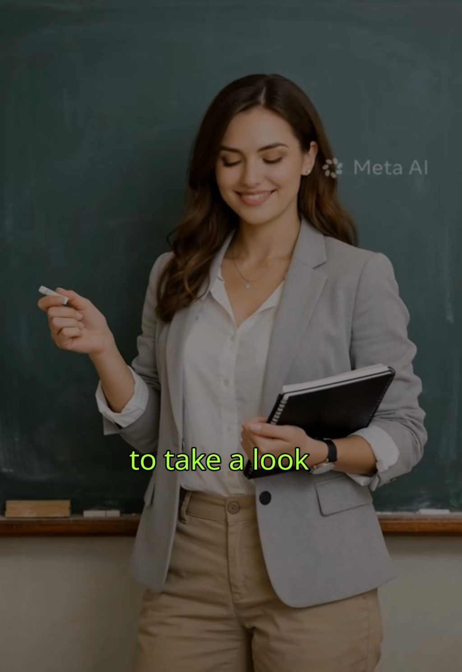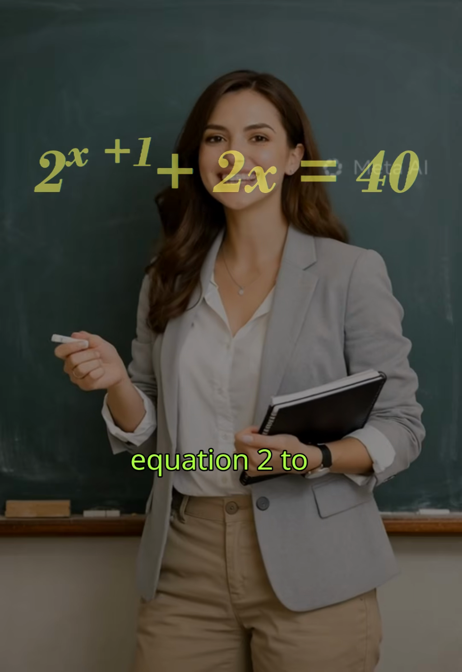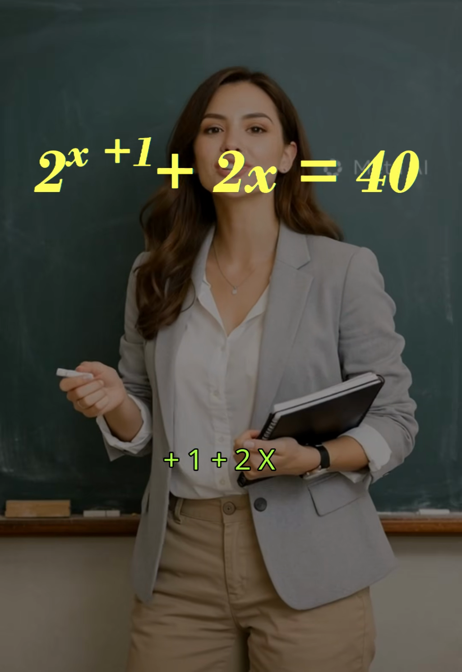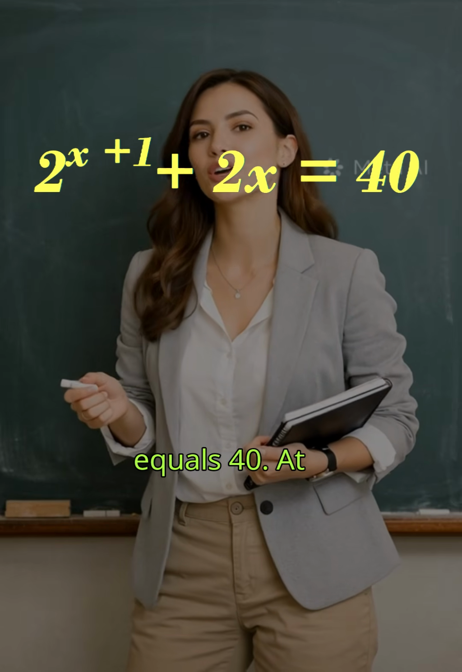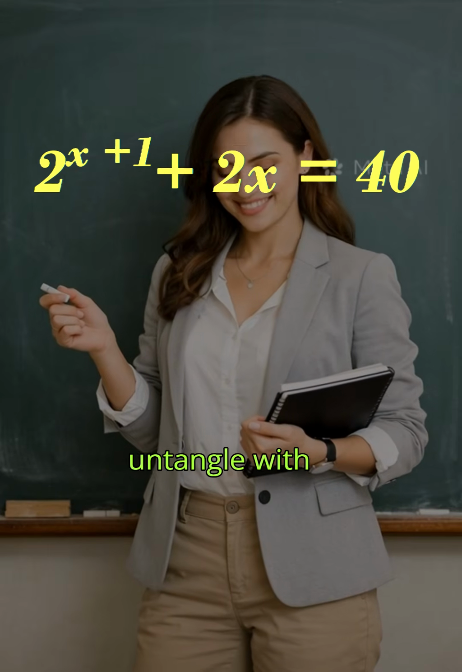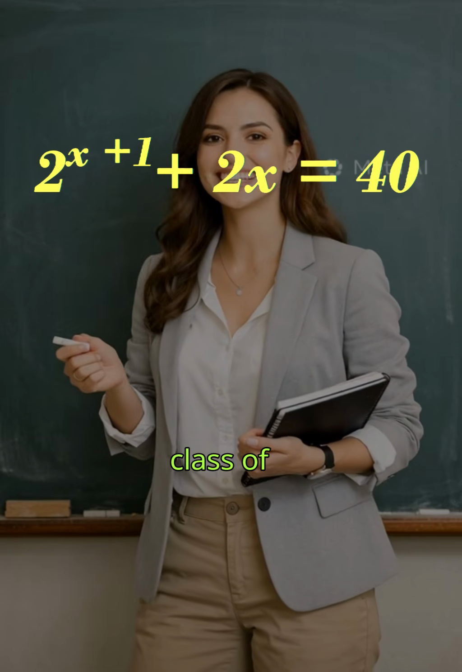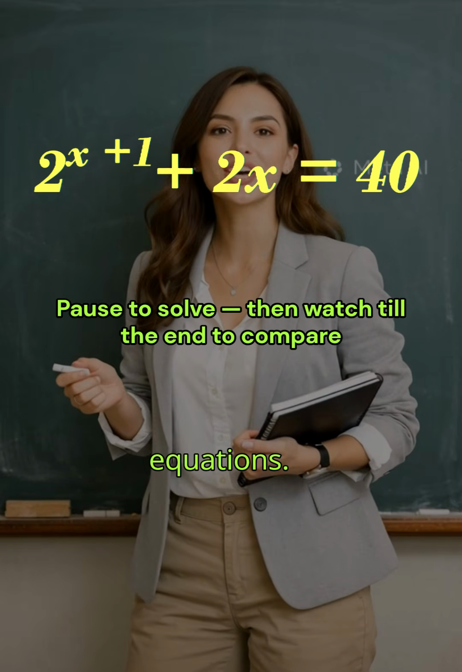Today, I want to take a look at a deceptively simple mathematical puzzle, the equation 2^(x+1) + 2x = 40. At first glance, it looks like something you could easily untangle with high school algebra, but it actually introduces us to a fascinating class of problems known as transcendental equations.